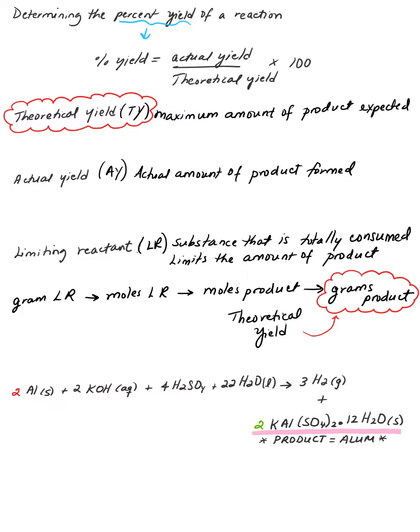The actual yield is an experimental amount. So once you perform your experiment, the actual amount of product that you're getting from your chemical reaction, that is the actual yield.